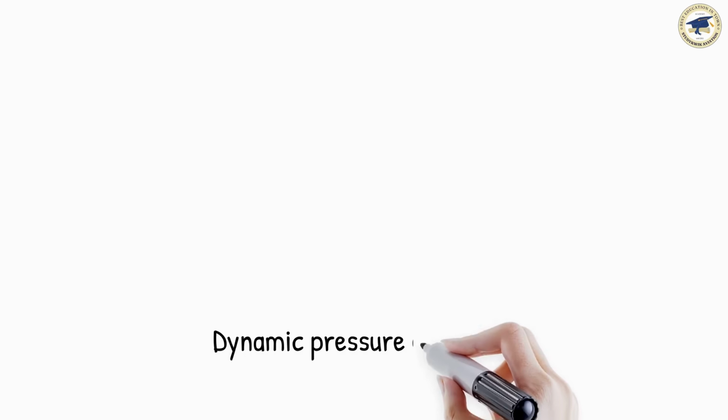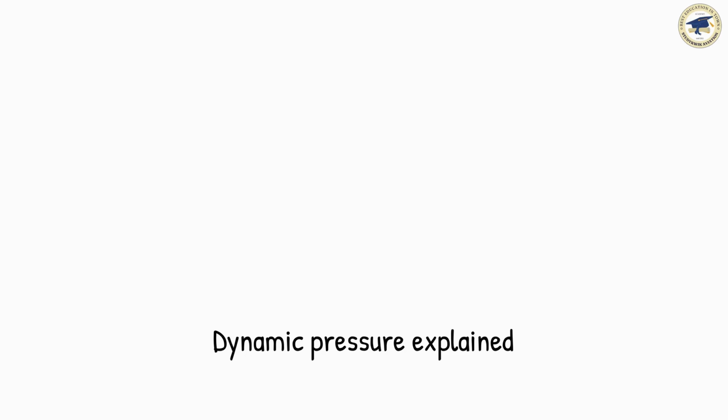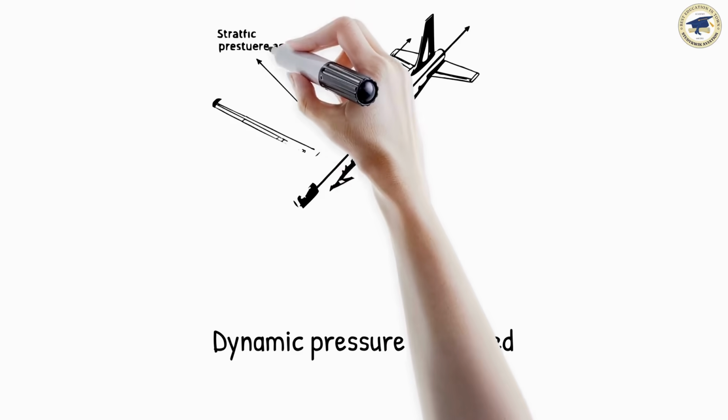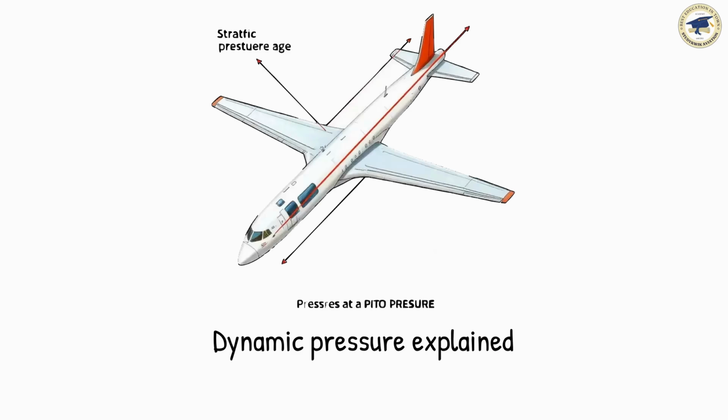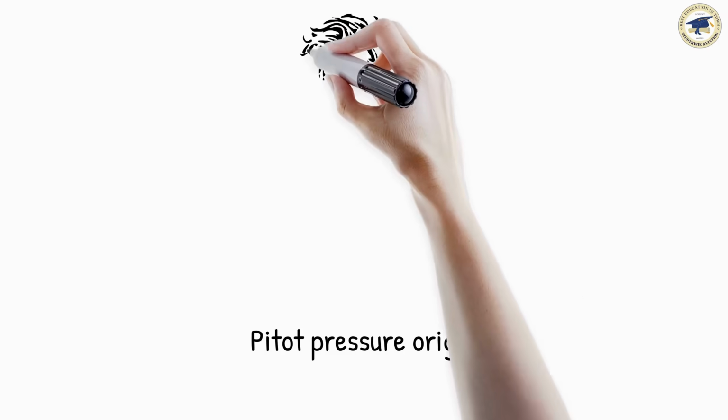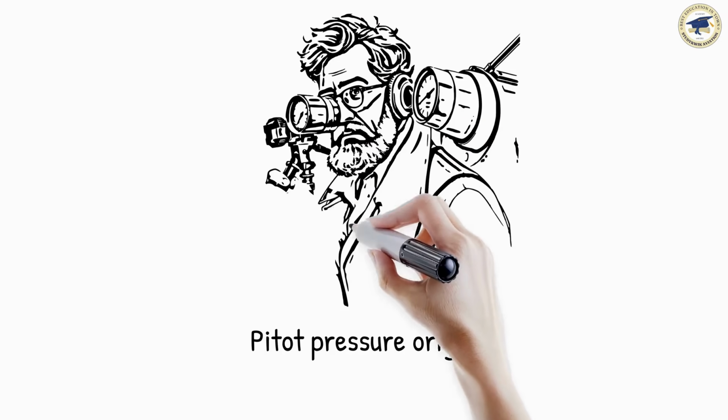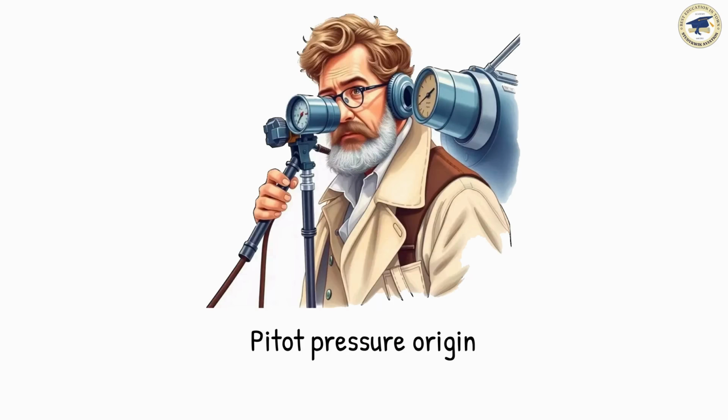In simple words, dynamic pressure is the force the air exerts when stopped against a moving body. The combination of static pressure and dynamic pressure is known as pitot pressure or total pressure. The word pitot comes from the French physicist who devised a method of measuring this total pressure. So, dynamic pressure equals pitot pressure minus static pressure.